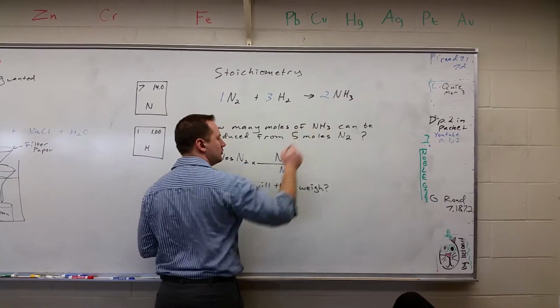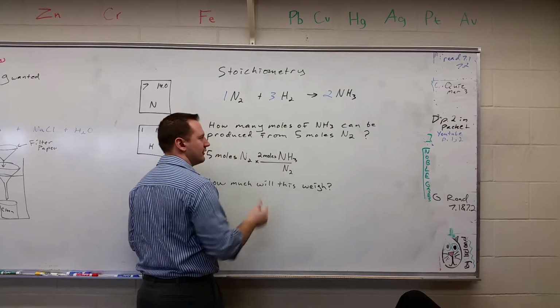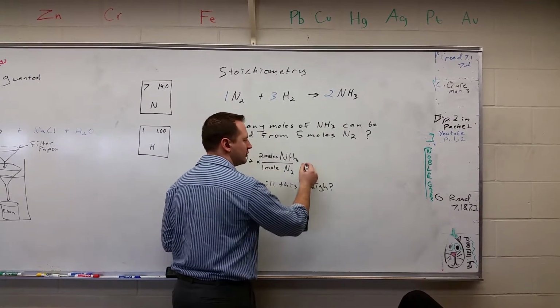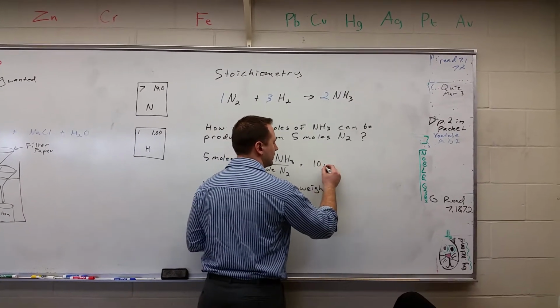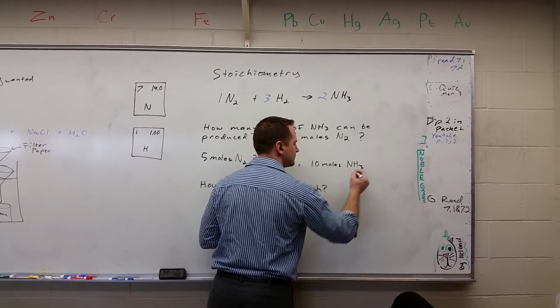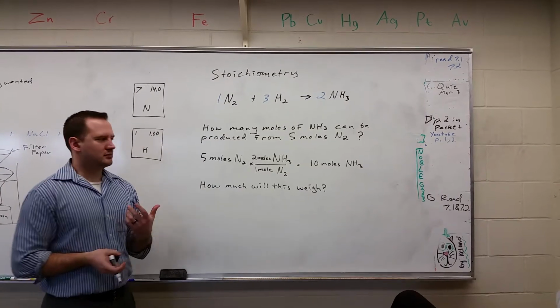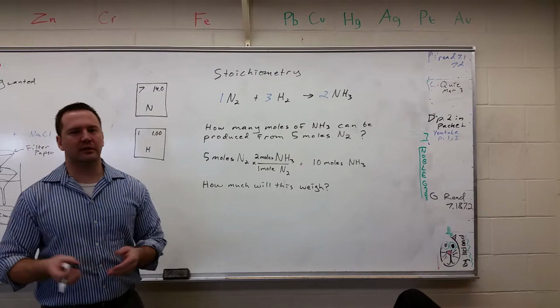So you produce 2 moles of ammonia for every 1 mole of N2. So this would mean we could produce 10 moles of ammonia from 5 moles of nitrogen. Now, we don't weigh moles on scales. We can only weigh grams.